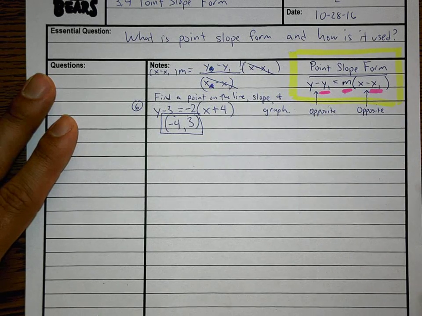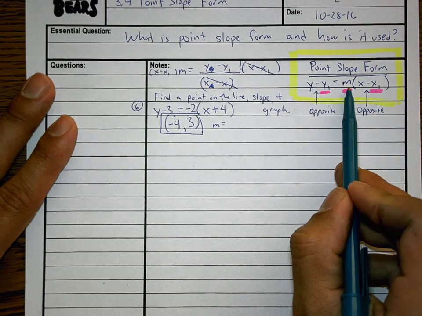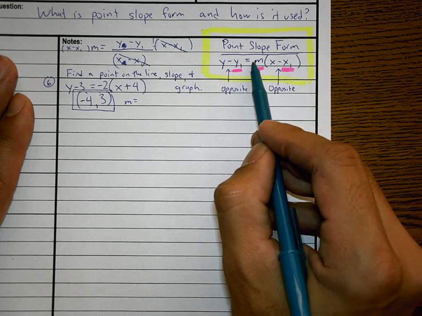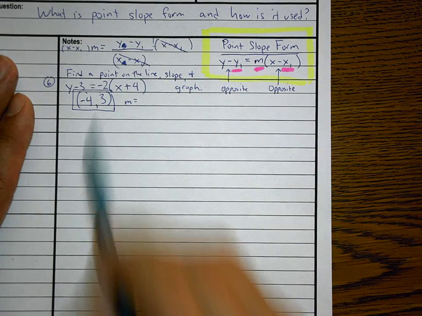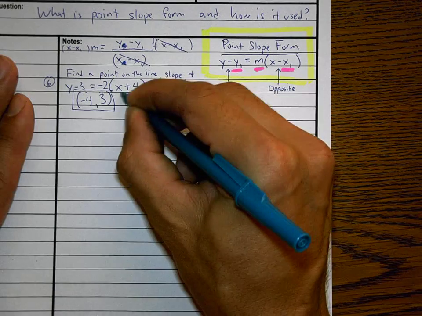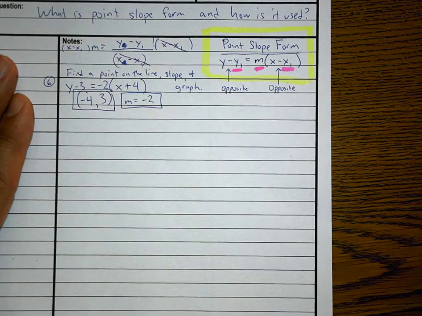Do you know what the slope is? Second question. Let's look at the formula. Formula is right there. M is the thing in front of the parentheses. Do you know what your slope is for this problem? You've answered the second question. Here's the point. Here's the slope.